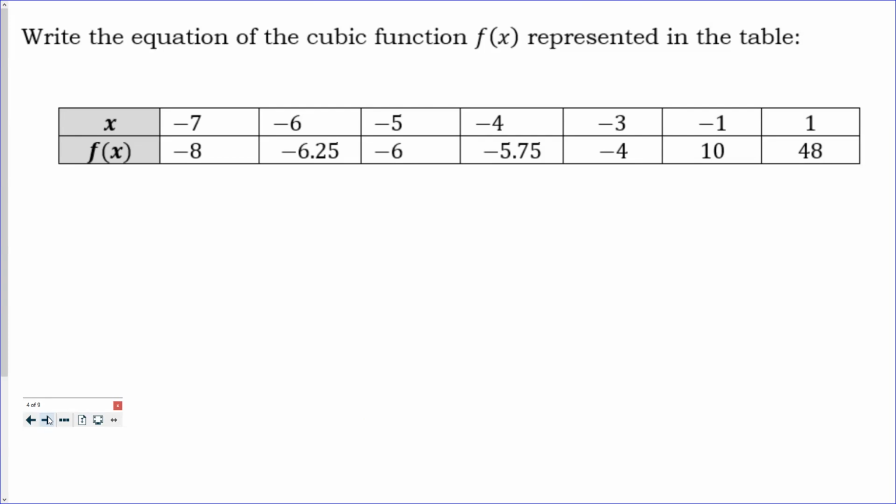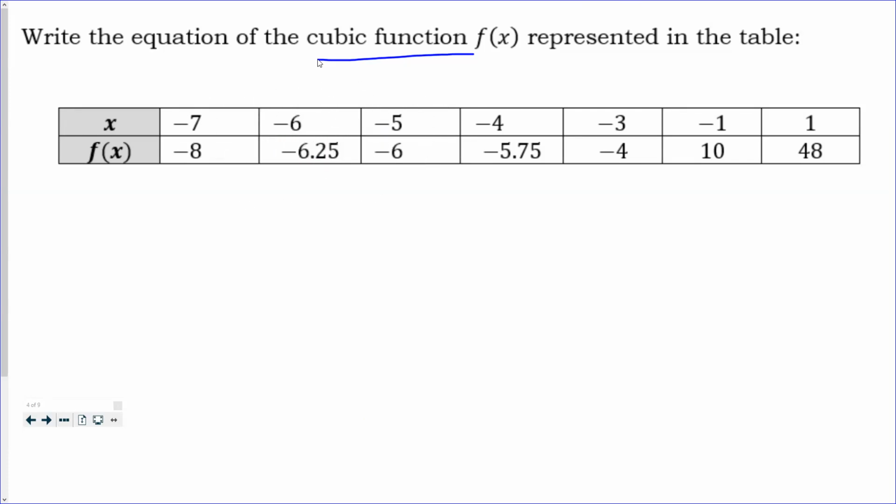So I want to write the equation of this cubic function f of x that's represented by this table. We talked about this before. And actually, we're going to make this a little harder because I think it's a little too easy for us to see. We're going to completely scratch out this point right here. So we're going to pretend this point right here doesn't exist, okay?